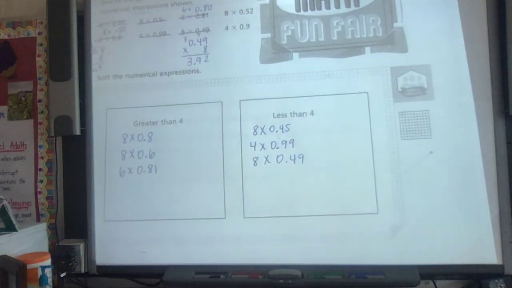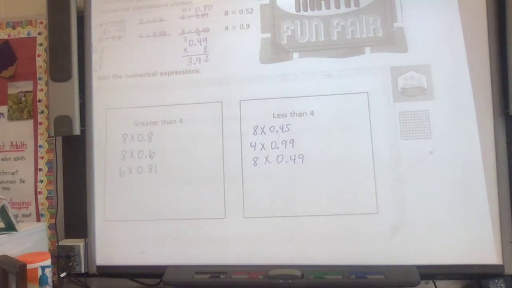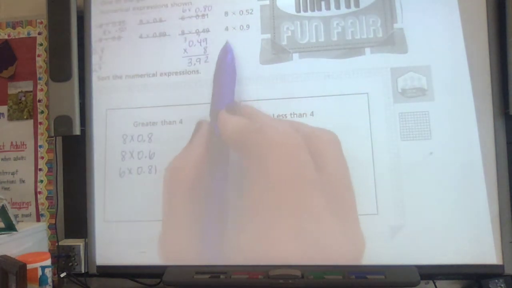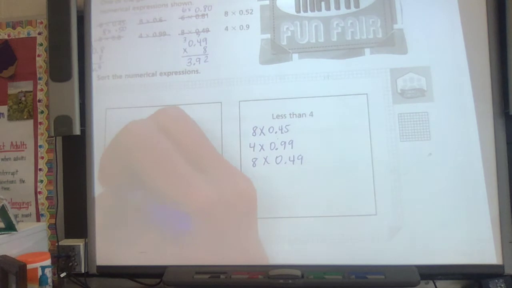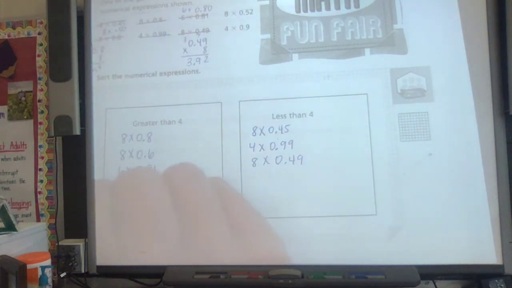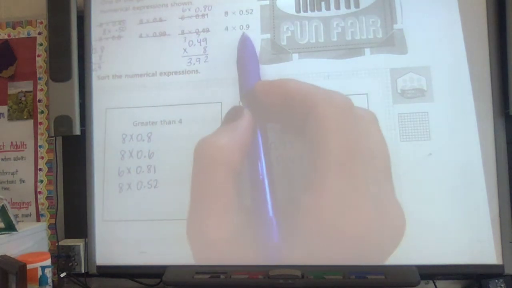All right, let's look at this one here. 8 times 52 hundredths. I'm keeping on referring to this one. I know that this is going to be greater than 4 because I know 8 times 5 is 40. So that's going to be exactly my $4. This is going to be more than my $4. And then 4 and 9 tenths.